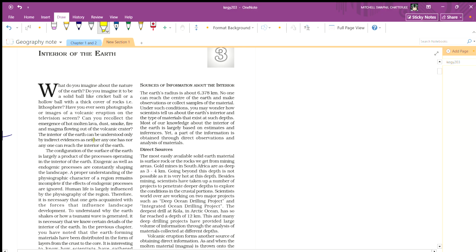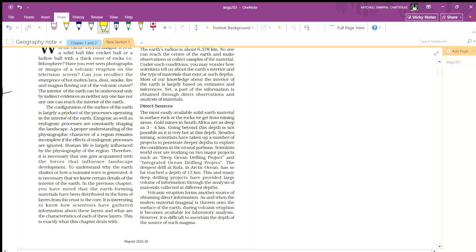The interior of the Earth can be understood only by indirect evidences, as neither has anyone reached the interior of the Earth, nor can anyone. The configuration of the surface of the Earth is largely a product of processes operating in the interior of the Earth.